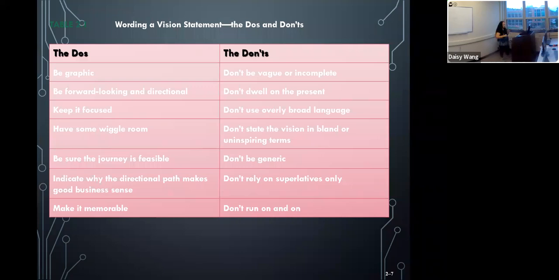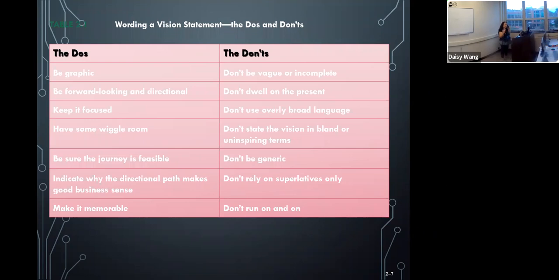Because we'll show you the example of it. Things will change, and you can tell some of the vision statements are from a long time ago. Make sure whatever you want to go for is feasible. And I think the best part is to make your vision statement memorable. It's not easy. And then don't be too vague. We want some wiggle room, to be a little bit flexible, but we don't want it to be too vague, too incomplete.